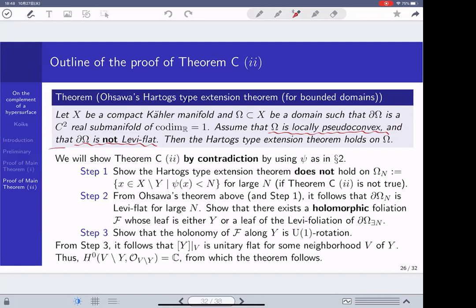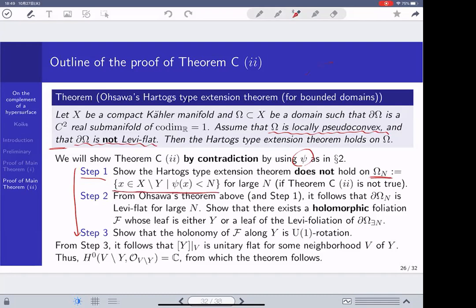Okay, now I will explain the outline of the proof of the second assertion of Theorem C. We will show Theorem C too by contradiction by using psi in the preliminary section, along these 3 steps. Step 1: show the Hartogs type extension theorem does not hold on each Omega n. Omega n is defined by the sublevel set of psi.